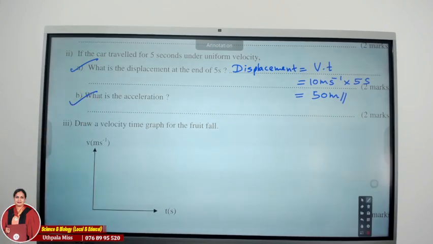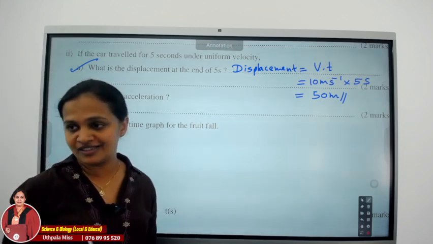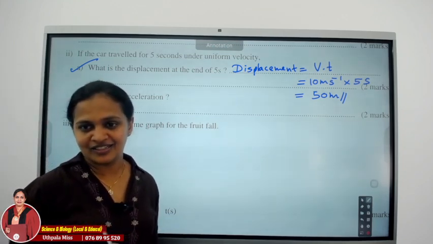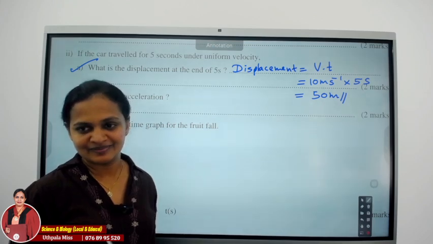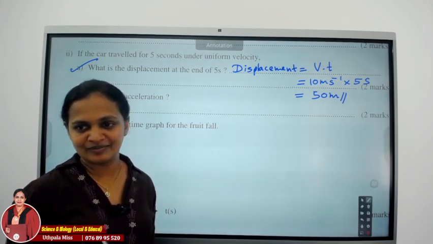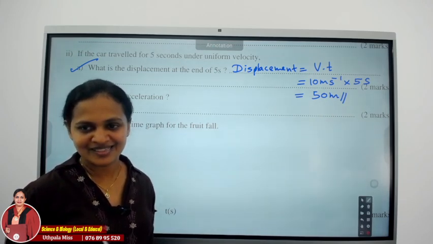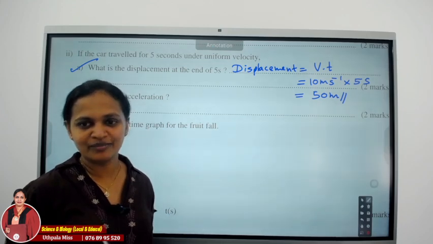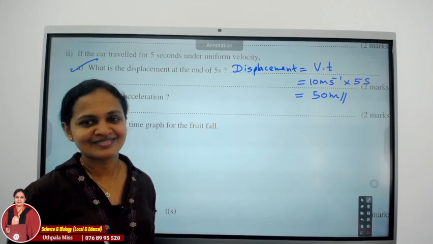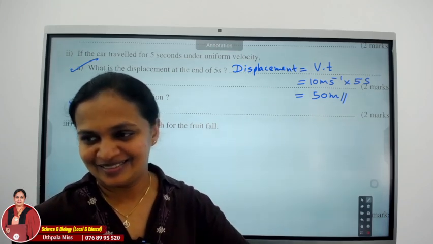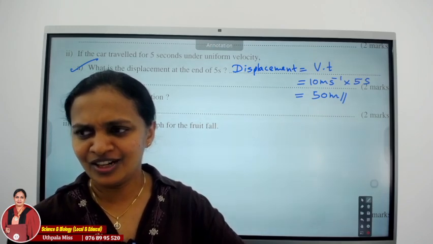Then what is the acceleration? So what does it say? If the car traveled for 5 seconds under uniform velocity, what is the displacement? If it is traveling in a uniform velocity, what is the acceleration? What is the acceleration, Tesini? Anyone? Menuli? 2 meters per square second. How did you find?